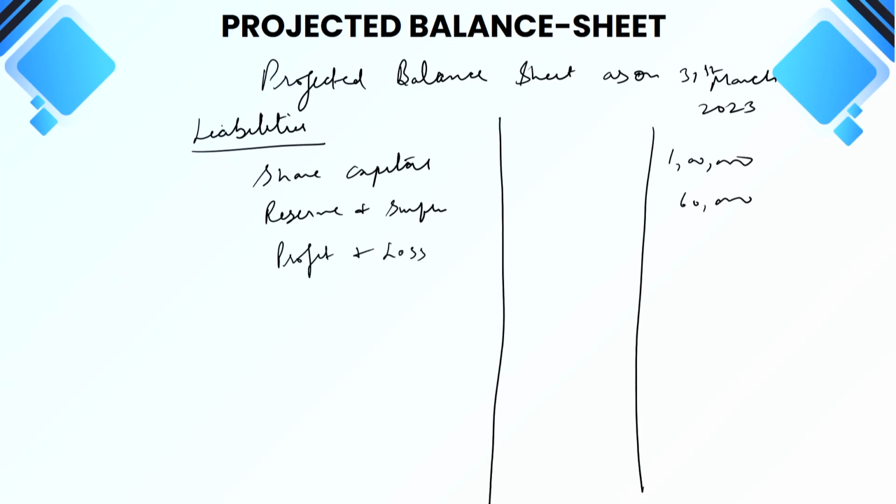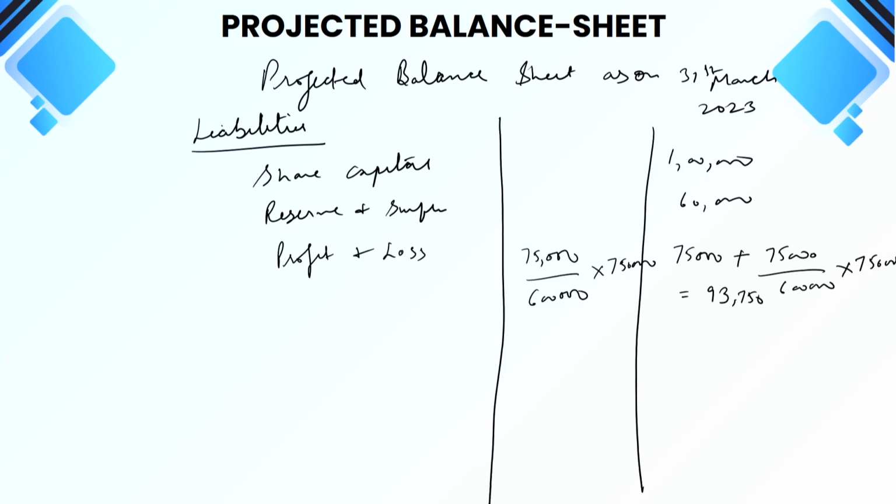Here, I want to mention one thing. You know that the profit is given as 75,000 rupees, which is against the sale of 6 lakh. If now the sales go up to 7,50,000, there will be a proportional change in the net profit also. So if we take this 75,000 plus the change due to the enhanced sale, it will become 93,750 rupees.